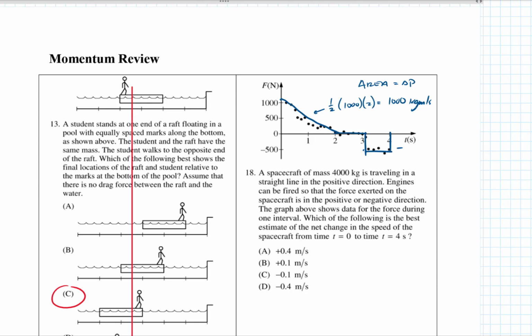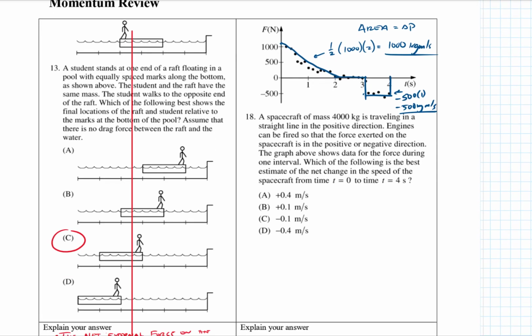Down there, the area is just negative 500 times 1, so that area is negative 500 kilogram meters per second. Those are my two changes in momentum that I get from those different parts. So the total change in momentum for this system will be 1,000 minus 500. So the change in momentum is 500 kilogram meters per second. So mass times change in velocity is 500. So that change in velocity is 500 over 4,000, which is roughly 0.125.